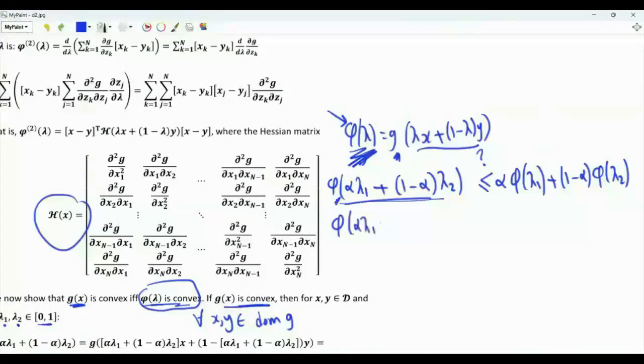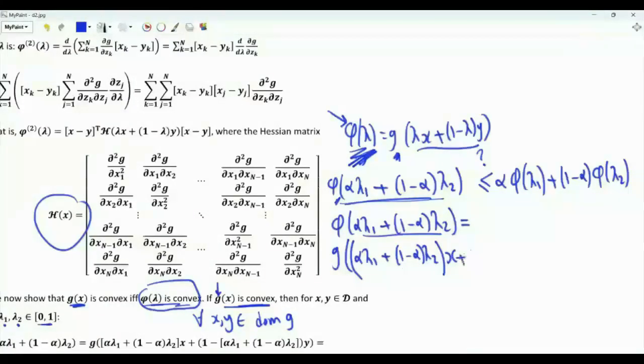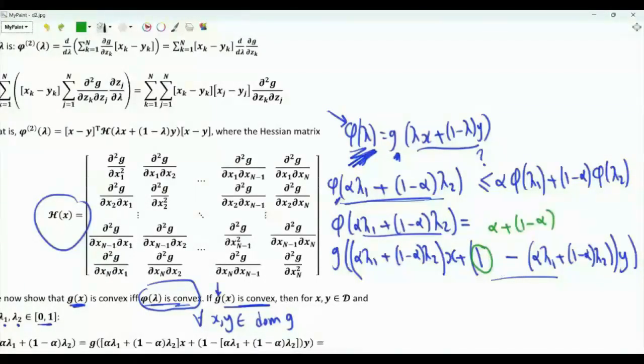We start with the left-hand side. What is given is that g is a convex function. So we write function phi in terms of function g. Phi of alpha lambda 1 plus 1 minus alpha lambda 2 is g of alpha lambda 1 plus 1 minus alpha lambda 2. This scalar is multiplied by x plus 1 minus this scalar. We are writing a convex combination, 1 minus alpha lambda 1 plus 1 minus alpha lambda 2. This scalar is multiplied by y. Rewrite this one as alpha plus 1 minus alpha. This part here can be written as alpha times 1 minus lambda 1 plus 1 minus alpha times 1 minus lambda 2.